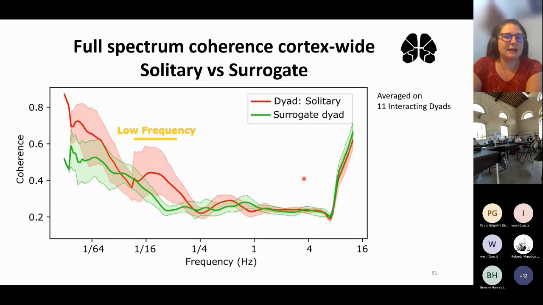After this, we decided to analyze another behavioral condition: the solitary dyad compared to the surrogate dyad. In this case, we observe an increase of coherence at a low frequency band, but we don't observe an increase of coherence at high frequency for the solitary dyad. And we also observe that the level of coherence at low frequency is lower compared to the interacting dyad. So the presence of the subject on the other side of the chamber is sufficient to determine an increase of coherence.